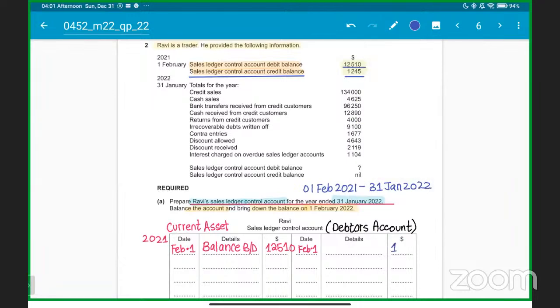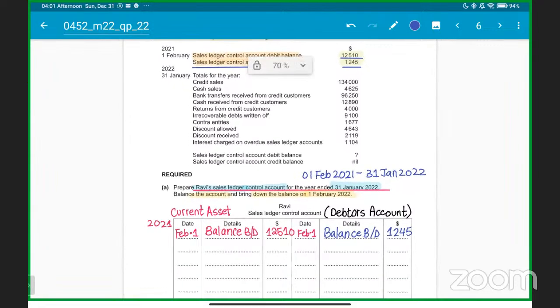Any problem? Any question? There will definitely be 1 mark for each of them, and you need to get all the marks, all the 10 marks easily. So what do students need to understand? What does this 12,510 mean? This 12,510 means that there are customers who haven't paid us at the start of February 1st.